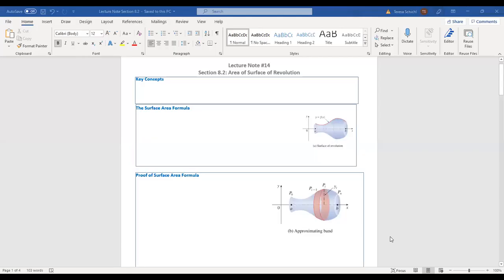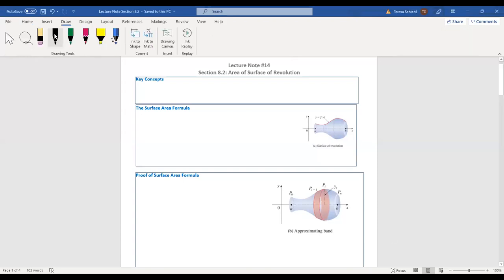This is our lecture number 14 here. The key concept we're going to introduce is how to calculate the surface area of a solid of revolution.